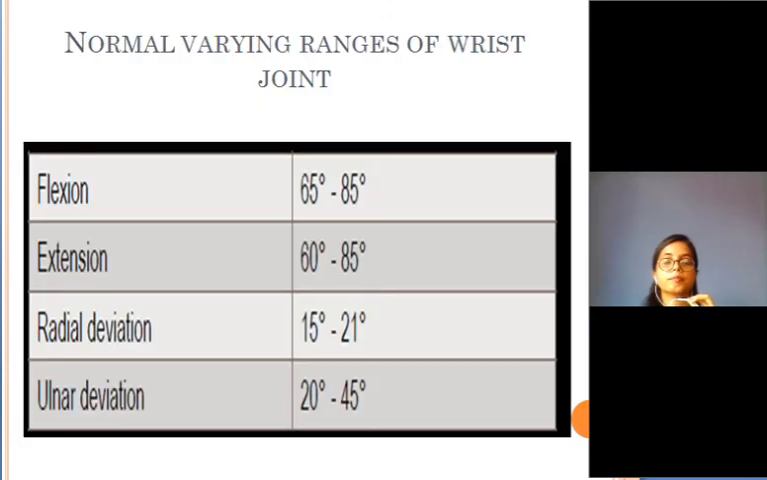Now the range of motion: for flexion it is 65 to 85 degrees, for extension, coming back from flexion, it is 60 to 85 degrees, radial deviation 15 to 21 degrees, ulnar deviation 20 to 45 degrees. So here we come to an end of the second joint, that is the midcarpal joint of the wrist complex.